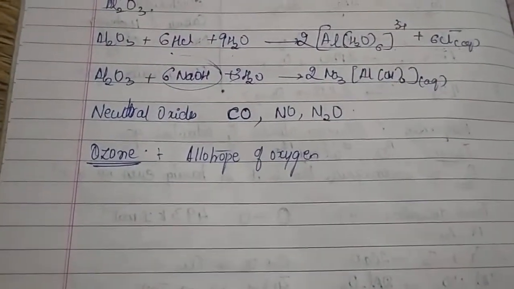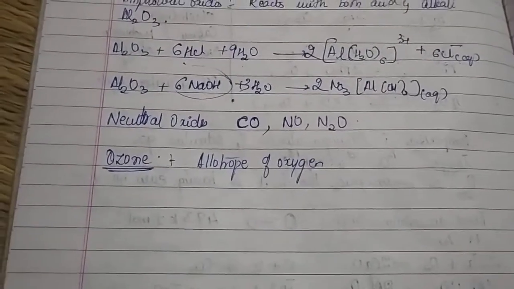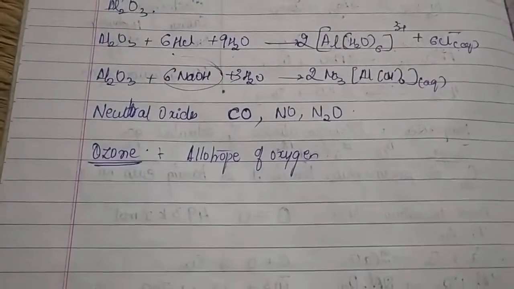But when it goes to a height of roughly 20 kilometers, it is formed from atmospheric oxygen in the presence of sunlight.